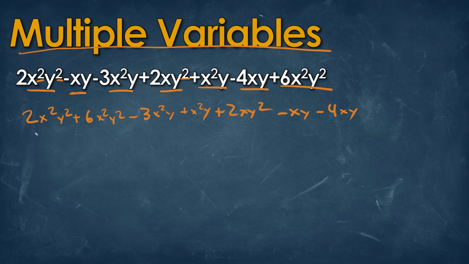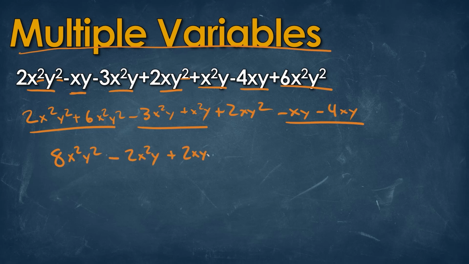Now we're going to add and subtract those instances together. And what we're going to get is 8x squared y squared minus 2x squared y plus 2xy squared minus 5xy. We can't simplify that anymore. That's going to be our final answer.